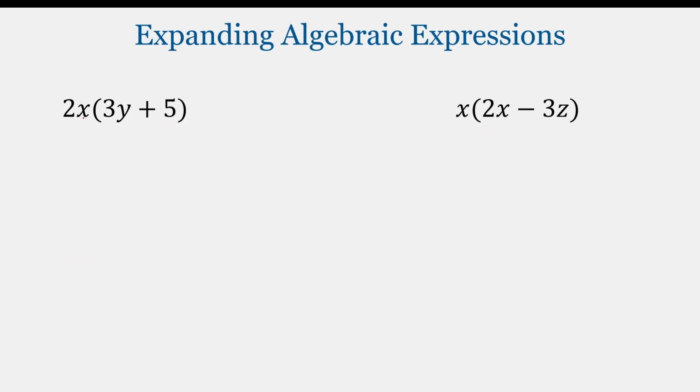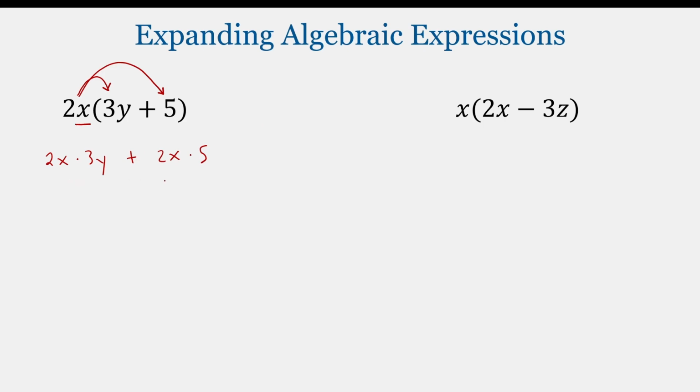Now let's look at cases where we are distributing a variable. So this time we're going to multiply 2x times the terms within the parentheses. So 2x times 3y and 2x times 5. So we have 2x times 3y plus 2x times 5.